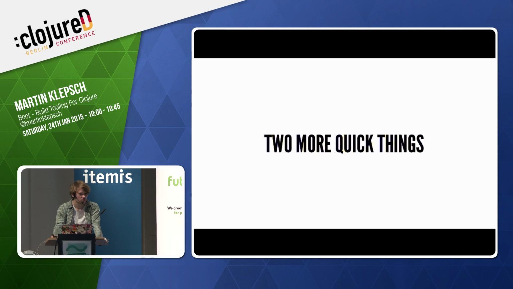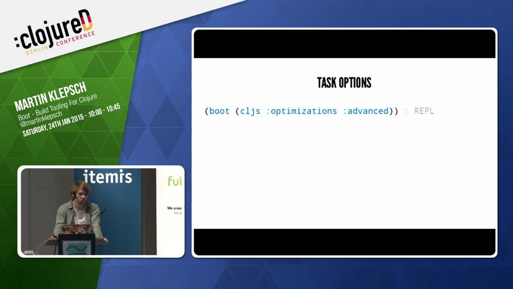When you invoke tasks from the REPL, you can wrap them in a boot macro, and you can pass task options to tasks. So to influence how a certain task behaves, there are options. And in the case of CLJS, you might want to pass different optimization levels to the compiler and whatever. So there's some way to influence the behavior of tasks.